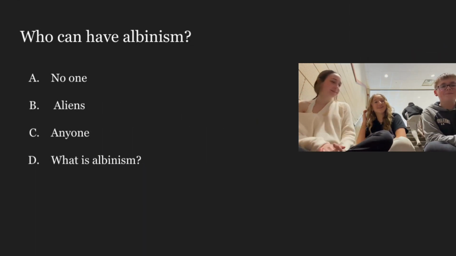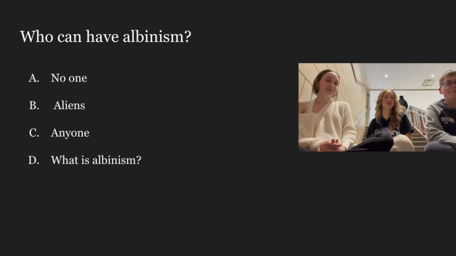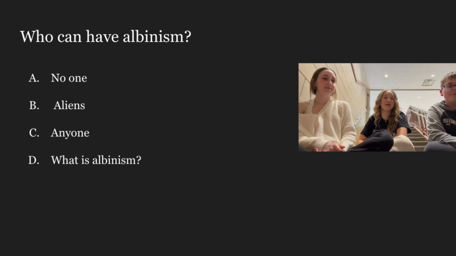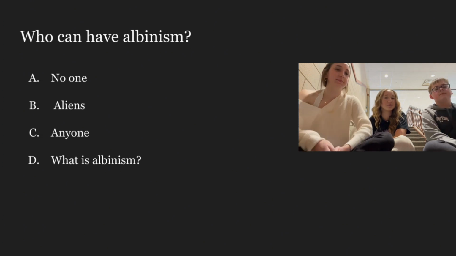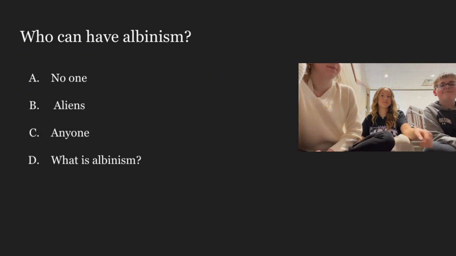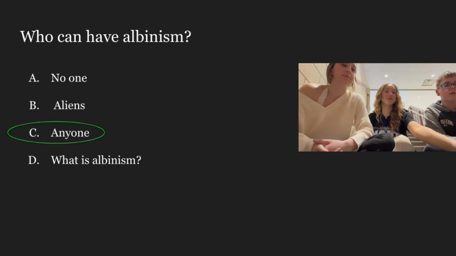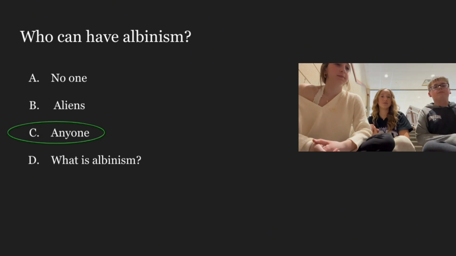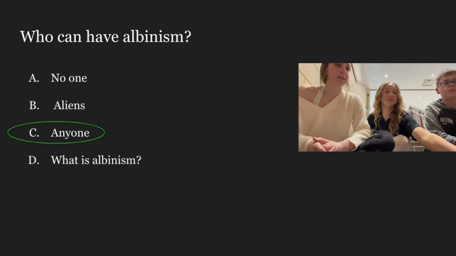Okay, so our next question is, who are the people that can have albinism? A, no one, B, aliens, C, anyone, or D, what is albinism? Just think about that for a second. Okay, so the answer is C, anyone, and this one is pretty self-explanatory. Hopefully you guys got that one.